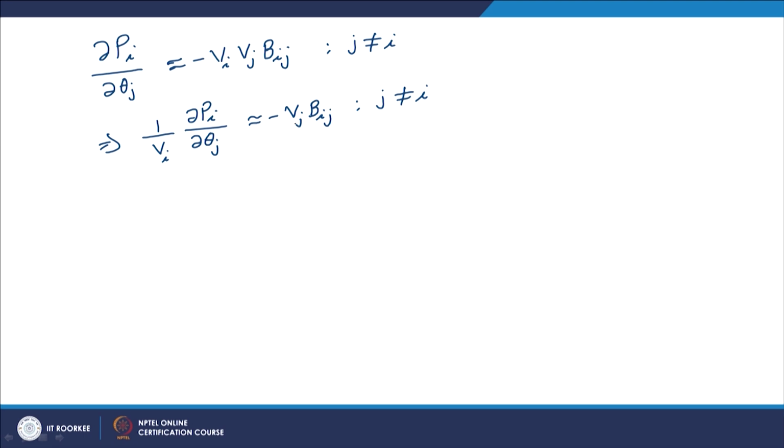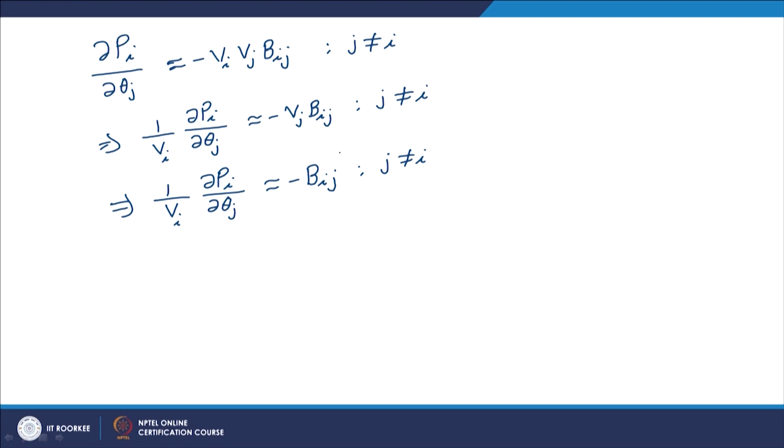So, if we invoke this assumption at this right hand side, we get, for the condition j is not equal to I, the following. Now, the question becomes: why are we only invoking the assumption at the right hand side, but not at the left hand side, because at the left hand side also we have got one voltage term V I.